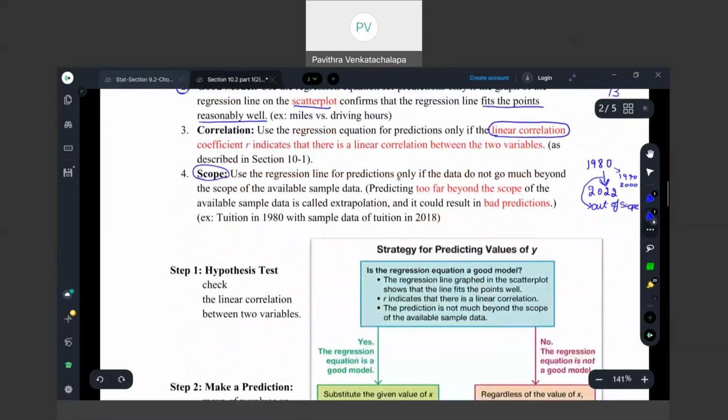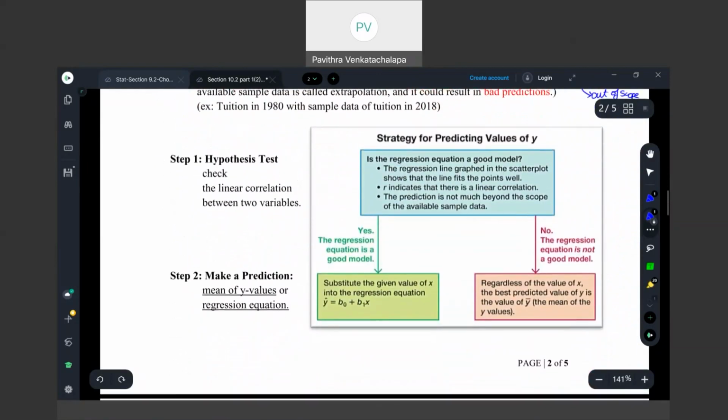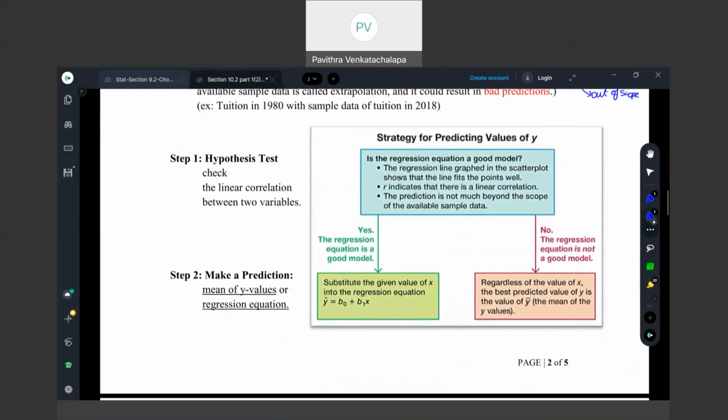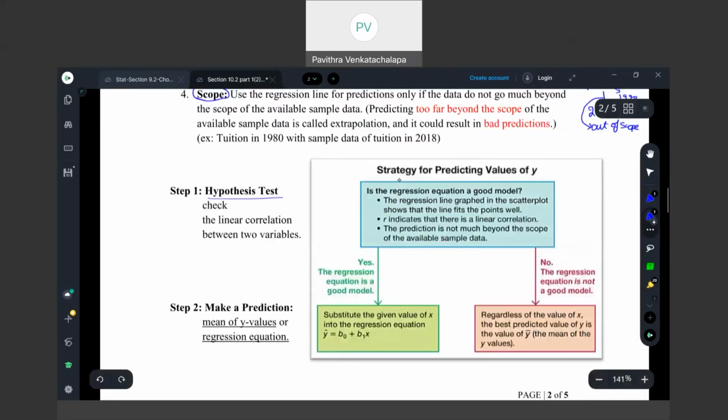Next is how to solve the problems and the steps for that. What we do is hypothesis testing. Step one is the hypothesis test, and step two is making a prediction. That's what we need. Now, before that, how can we predict values for y?